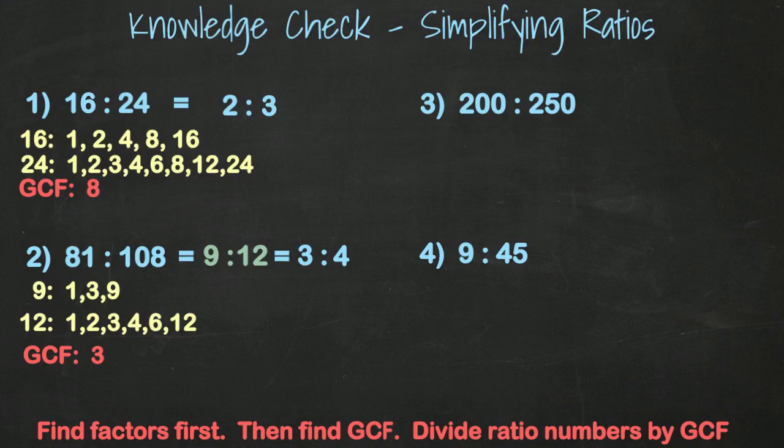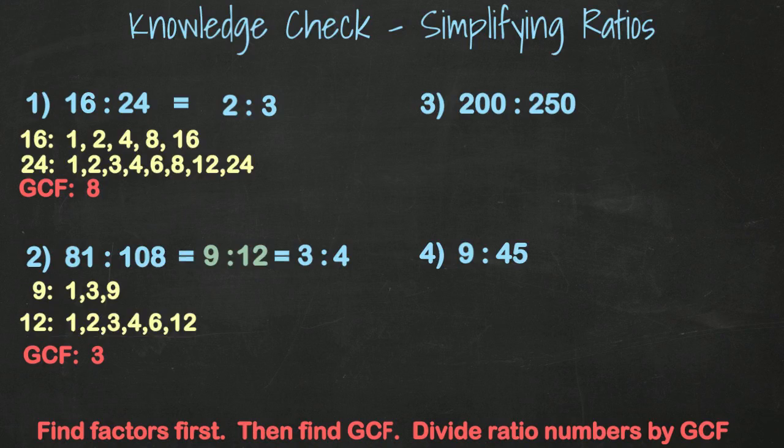Example 3. Simplify the ratio 200 to 250. Again, not sure I want to go through all the factors of 200 and 250, but right off the bat, I can see that both numbers end in 0, which means it's divisible by 10. Let's start off there and see where it takes us.